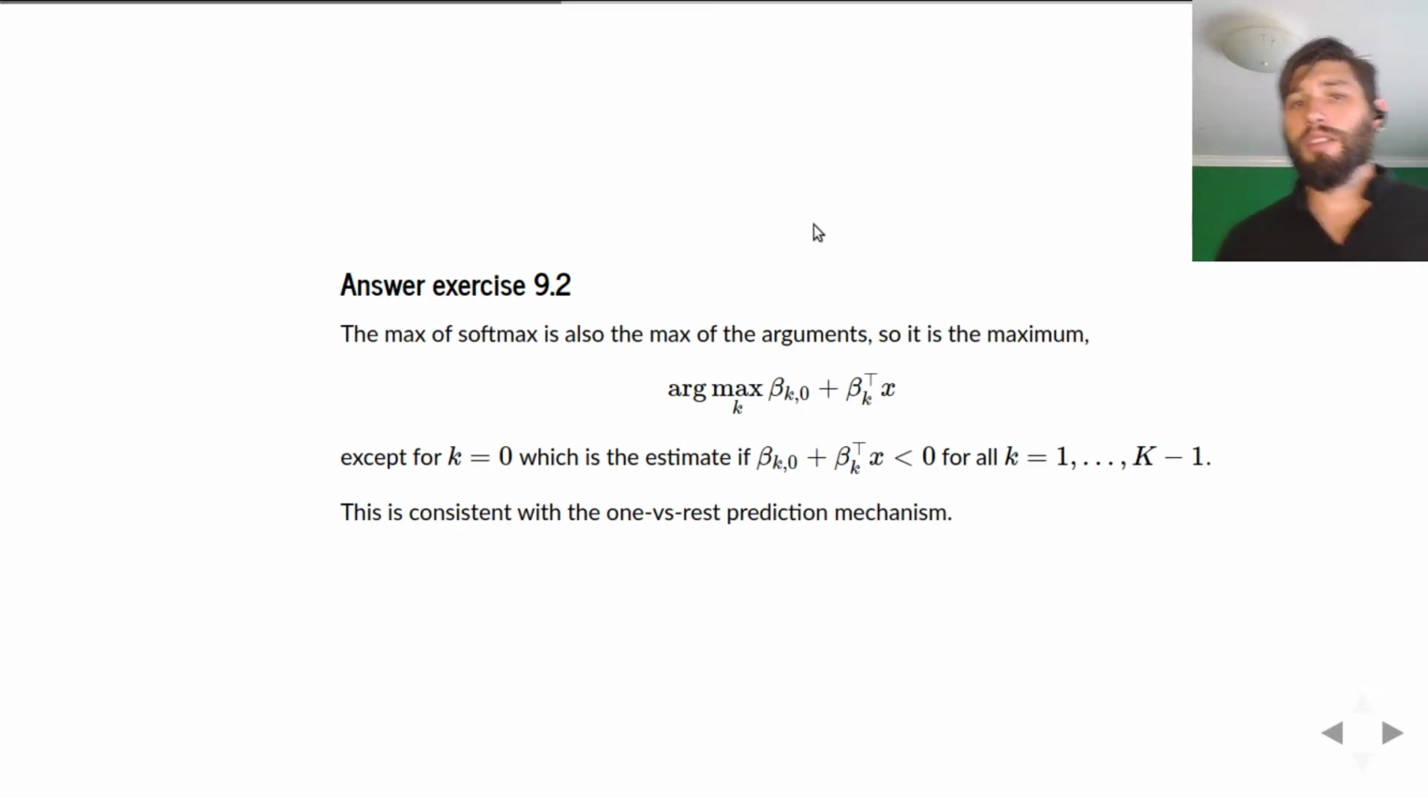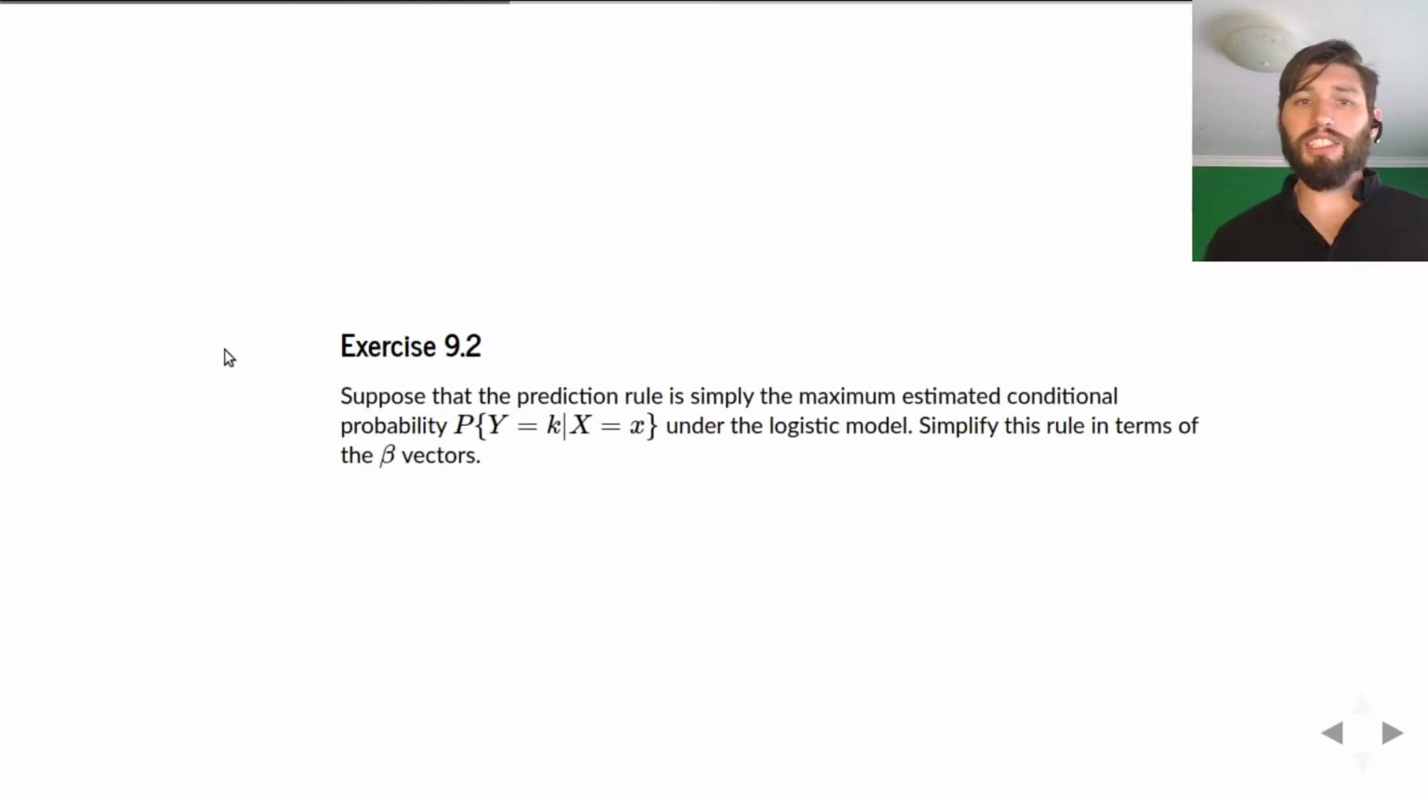Okay, so I just asked the question. We're doing multi-class classification. I just asked the question, what is a simple form for the prediction rule? If we're just estimating based on the maximum estimated conditional probabilities, we just choose the class with the highest conditional probability.